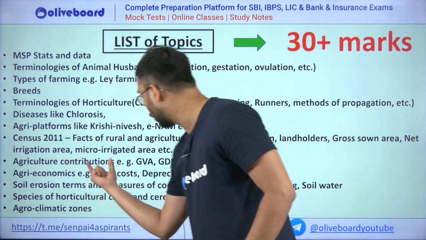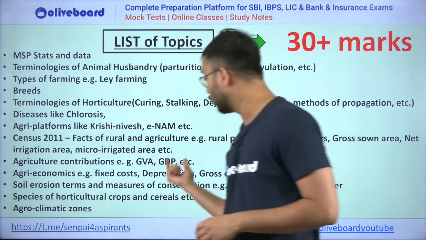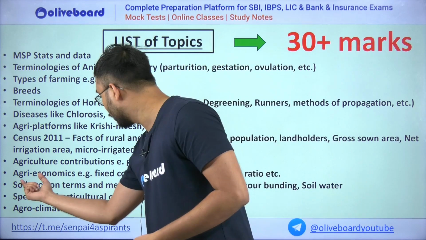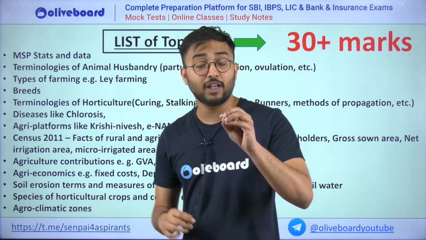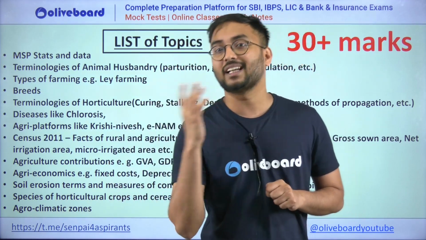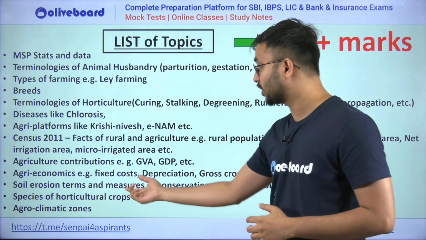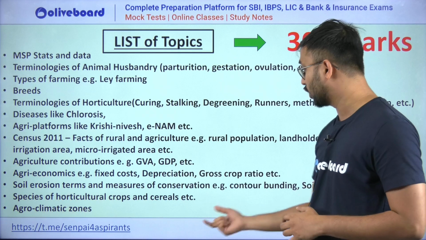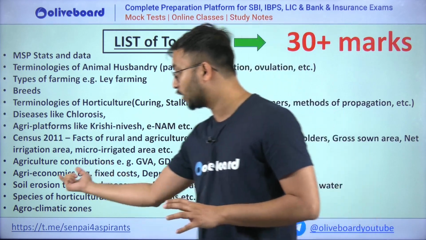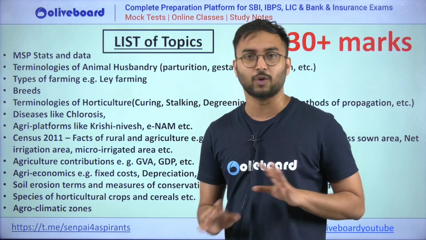Then comes agricultural contributions, for example GVA contribution of agriculture, okay. GDP contribution also next time they may ask you. GVA they have already asked. Similarly, agroeconomics. Everybody forgets that in 40 questions, one question always comes alternately from agri-economics. Last time it was about tractor economy. Again, there could also be a question related to fixed cost, depreciation, gross crop ratio, etc. Such terms related to agroeconomics, please try to read them briefly. Only terminologies are there which you have to read, not the whole chapter.